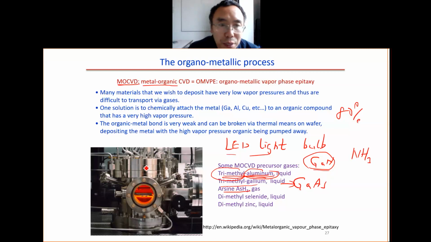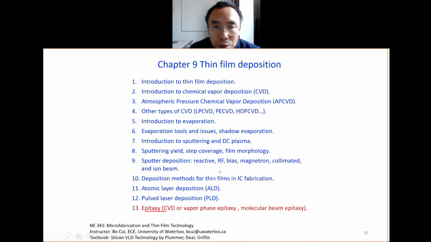This is the chamber for the MOCVD. You put the wafers side by side like this. This one is also mass transfer limited, so you put them side by side like this. So why do we need mass transfer limited? For the same reason as we have seen before. I will remind you here.